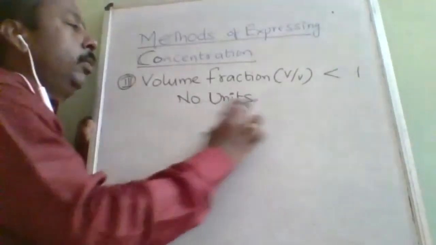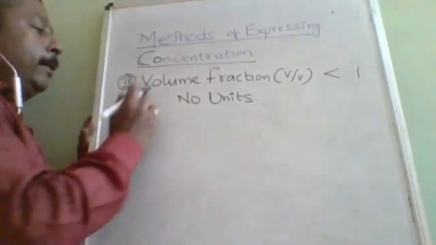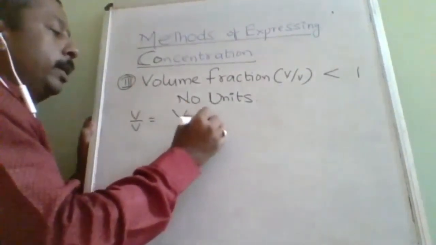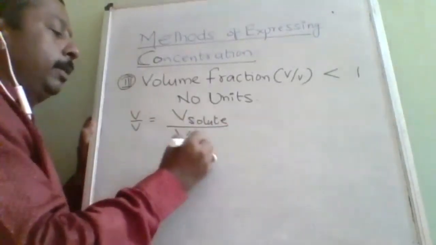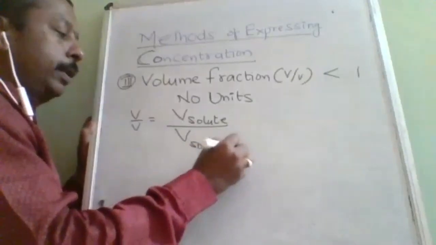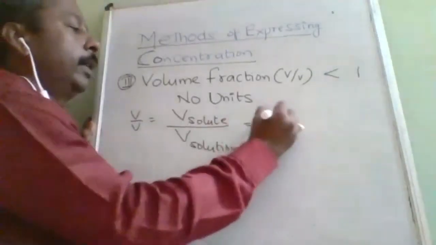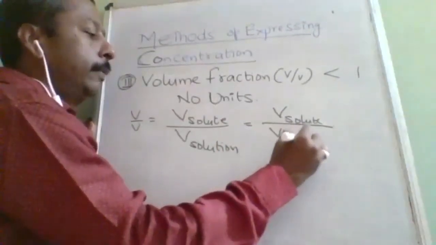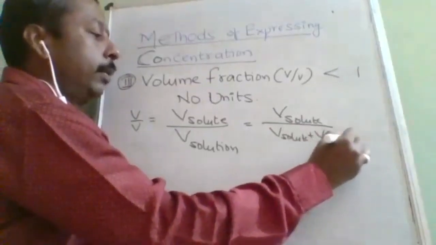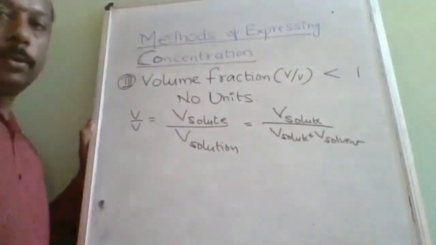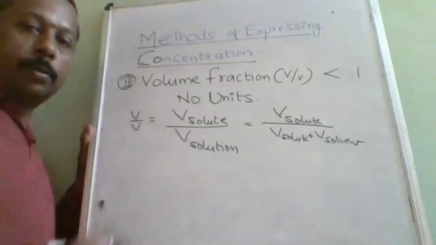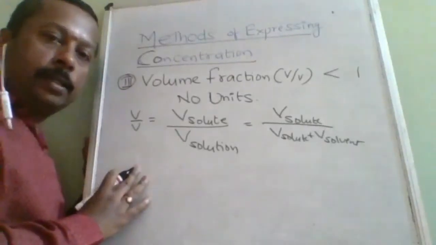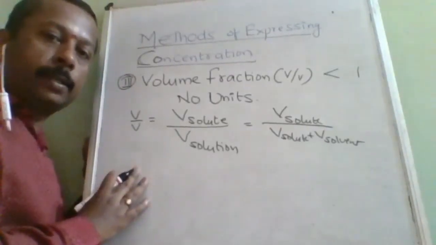Once no units, what will we do? Same formula: V by V is equal to volume of solute in the numerator divided by volume of solution in the denominator. Further it can be written as volume of solute divided by volume of solute plus volume of solvent. This is the formula and condition. Is it understood? Now I think if you people are smart enough, you can anticipate the next heading also.